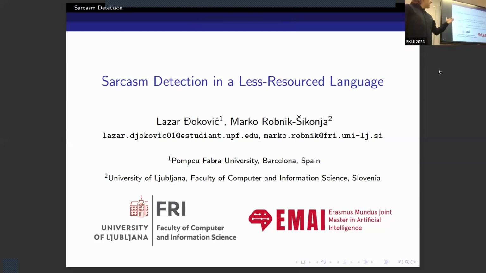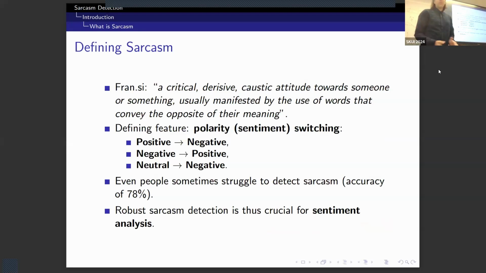My co-author, Marko Robnik-Šikonja, you probably know him. He is a professor at the University of Ljubljana Faculty of Computer and Information Science. And we tackled the problem of sarcasm detection in less resource languages. So to start off, the Slovenian portal Franci defines sarcasm as a critical, derisive, or caustic attitude towards someone or something, usually manifested in the use of words that convey the opposite of their meaning.